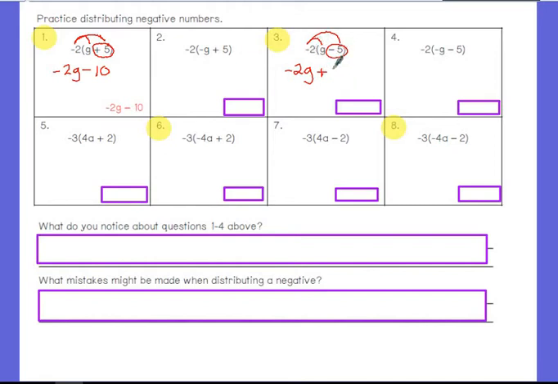Now I always see if I can combine like terms. I have last name G, last name constant. Can't combine them, they're not alike, so that would be my final answer.